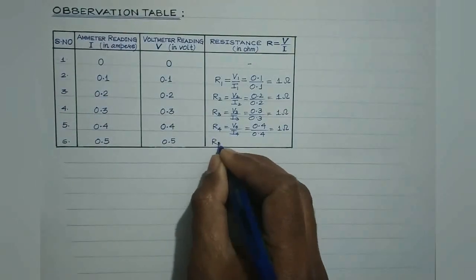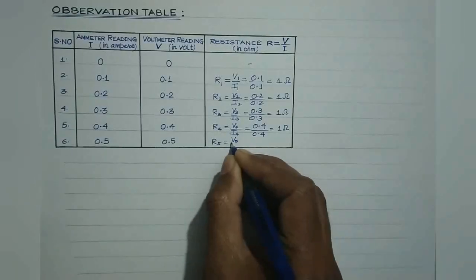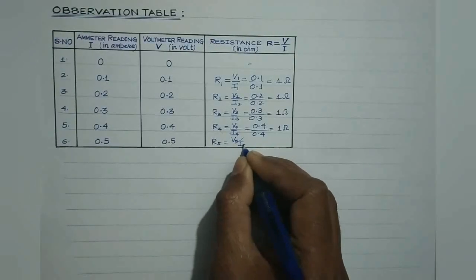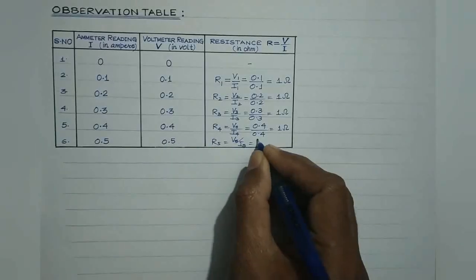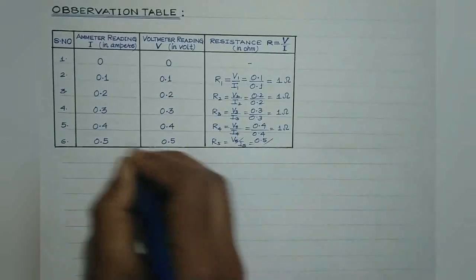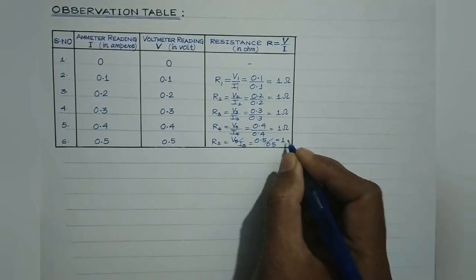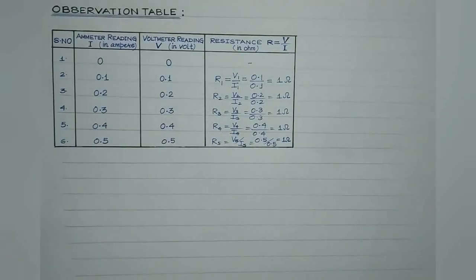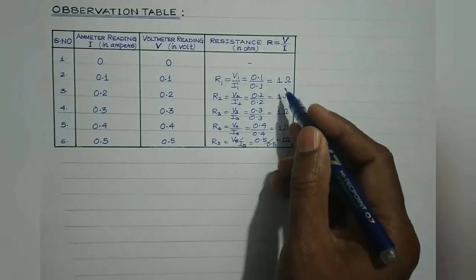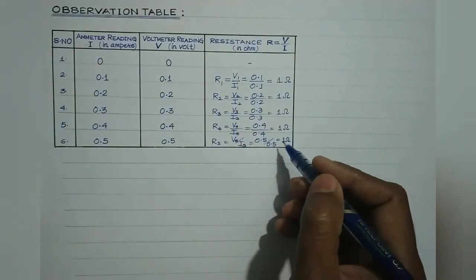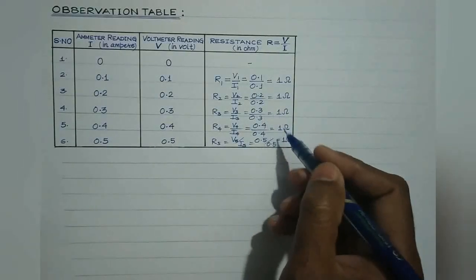And R5 is V5 divided by I5. So V5 is 0.5 volt and I5 is 0.5 ampere. So it comes out to be again 1 ohm, right? Now, in this case, all the values are exactly same. So obviously the mean value of resistance of the given wire would be 1 ohm.